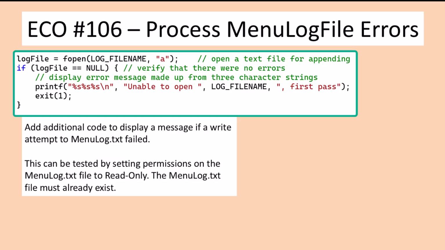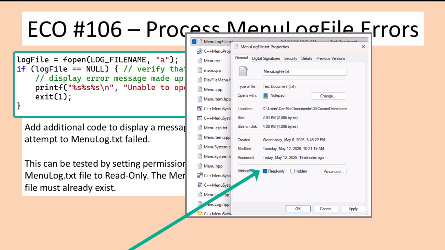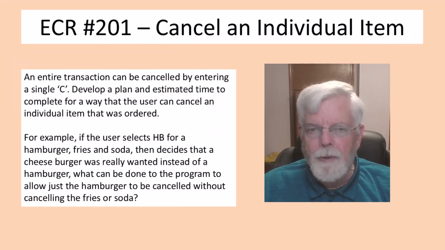MenuLog.c and MenuLog.cpp already have code to display a message if the program is not able to open MenuLogFile.txt. Add additional code to display a message if a write attempt to MenuLogFile.txt failed. This can be tested by setting permissions on MenuLogFile.txt to read only. MenuLogFile.txt must already exist.